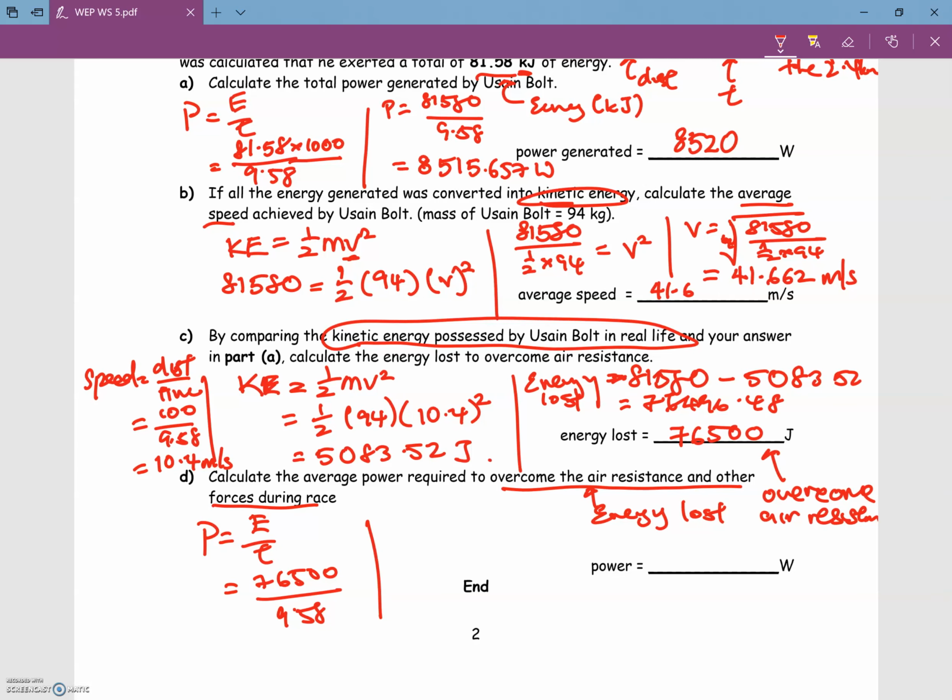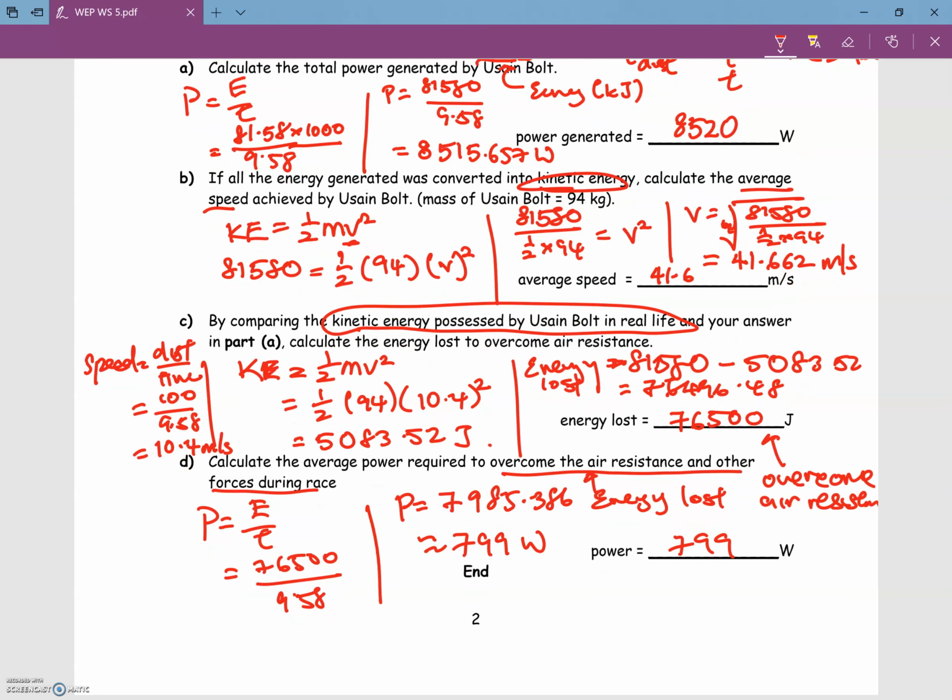You realize you keep writing this 9.58 figure. So the power calculation will be 76500 divided by 9.58. You're going to get 7985.386. So you round off to three significant figures, it is 799 watts. So that's for question 3. That's the answer and the end for your worksheet.